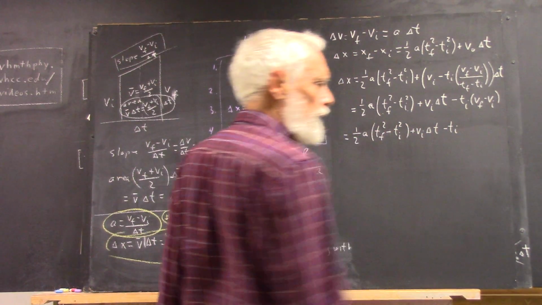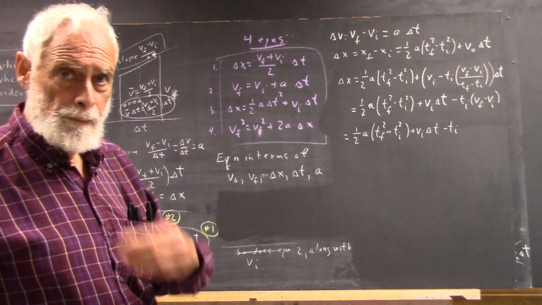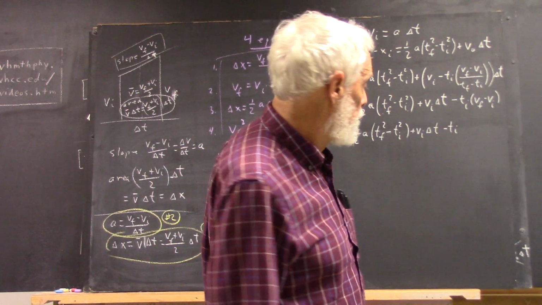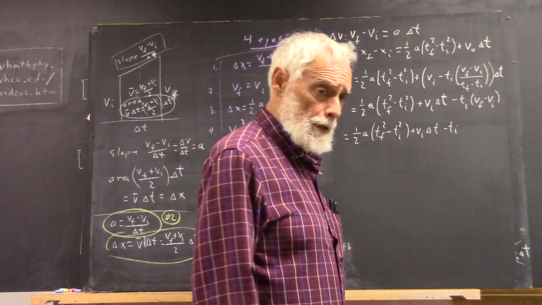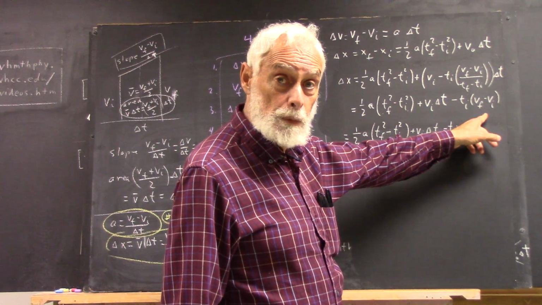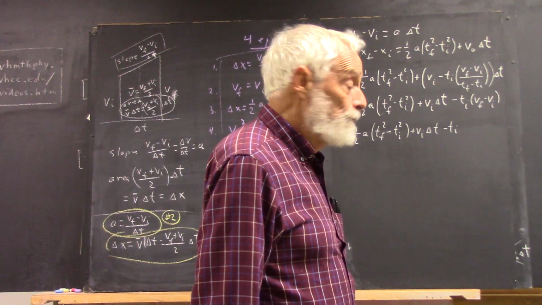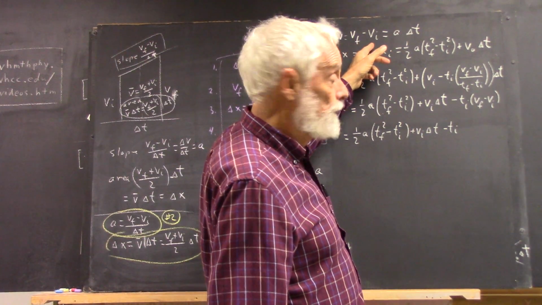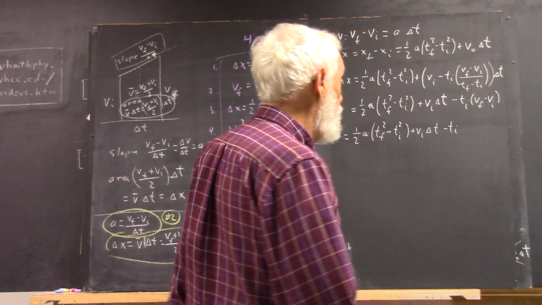What could I do with VF minus VI? Well, pause and think about it if you don't see it. VF minus VI, what is that? That's our change in velocity. That's our delta V, and what's delta V? Well, right there, delta V or VF minus VI, which is equal to A delta T.